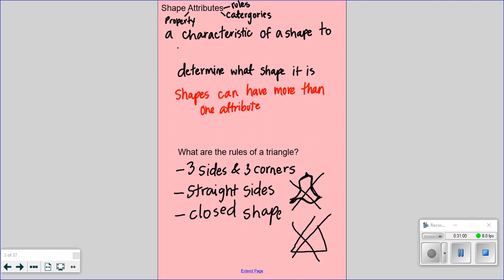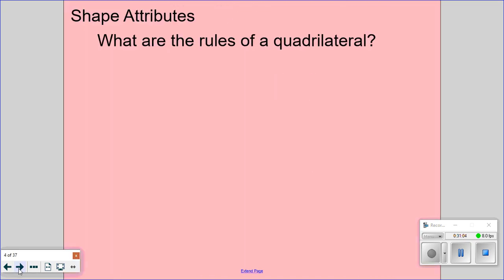Turn to the next blank page. Write this question: What are the rules of a quadrilateral? If you don't know what that is, that's all right. We're going to talk about it. In 3rd grade, we are going to talk a lot about quadrilaterals. There are many different categories of quadrilaterals.